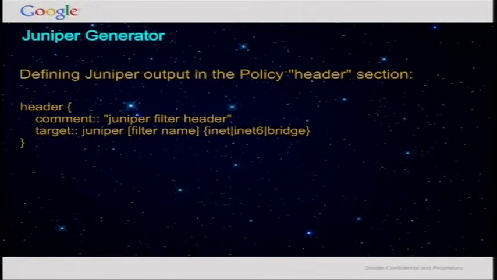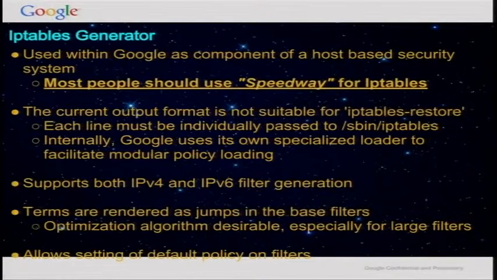Juniper is another one, real simple. When you're creating the header section, you just say target Juniper, your filter name, and the type of filter you want: INET, INET6, or a bridge filter, for anyone that uses bridge filters. They're kind of handy at times.